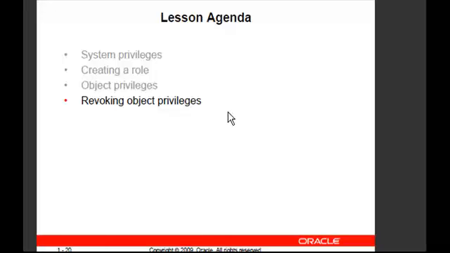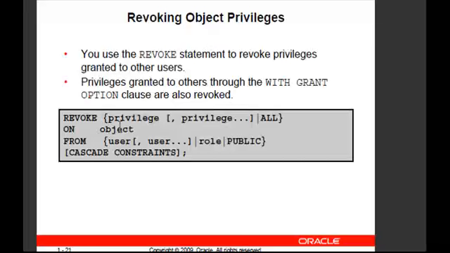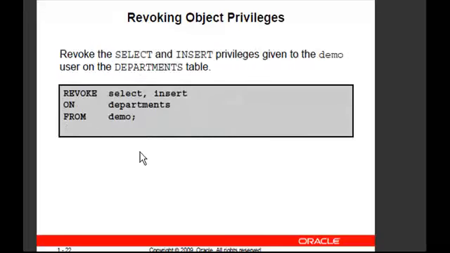Finally, you can remove a privilege that you already granted to a user, and the command to do that is revoke. Revoke privilege, all on a specific object from a specific user. Cascade constraints: you can put cascade, so if he assigned that privilege to another user, you can cascade remove that privilege too. Here's the example: revoke select, insert on department table from demo, from DE45A01, for example.